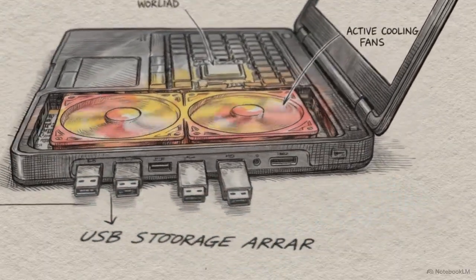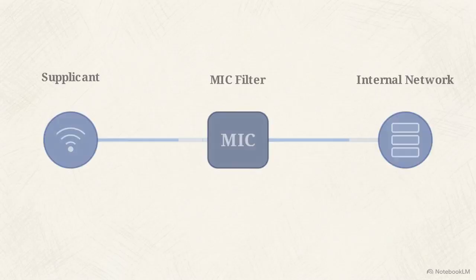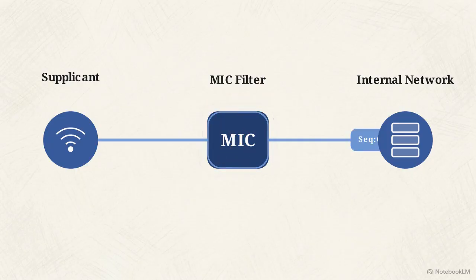This configuration screen shows the architect's required response, abandoning legacy protocols and upgrading to Wi-Fi Protected Access 2 or 3. Here, we see WPA2 paired with the CCMP 128 AES algorithm, establishing a heavily hardened cryptographic shield. To prevent attackers from injecting fake traffic, the Temporal Key Integrity Protocol introduces message integrity checks. It scrutinizes the sequencing of every packet, blocking active forgeries before they can reach the internal network.